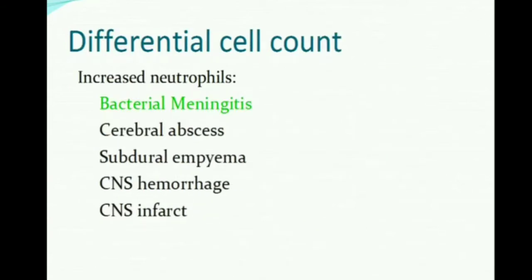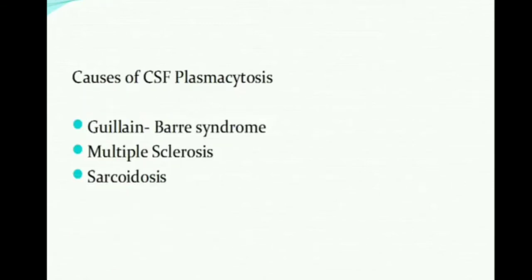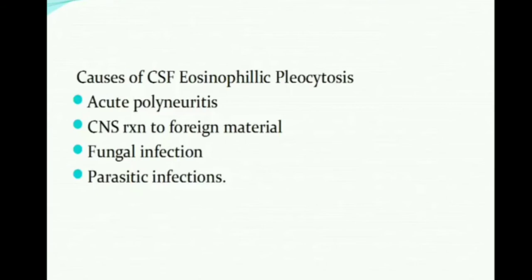Now, after counting the total cell count, we need to know the differential cell count. So, we have to know the conditions in which there are increased neutrophils. The increased neutrophils are seen in bacterial meningitis, most importantly, cerebral abscess, subdural empyema. Increased lymphocytes are seen in viral meningitis, tubercular meningitis, and fungal meningitis. Not in bacterial meningitis. In bacterial meningitis, there is an increase in neutrophils. Increase in CSF plasma cells is seen in Guillain-Barré syndrome, in multiple sclerosis, whereas increase in CSF eosinophils is seen in CNS reaction to a foreign material, fungal infection, parasitic infections.